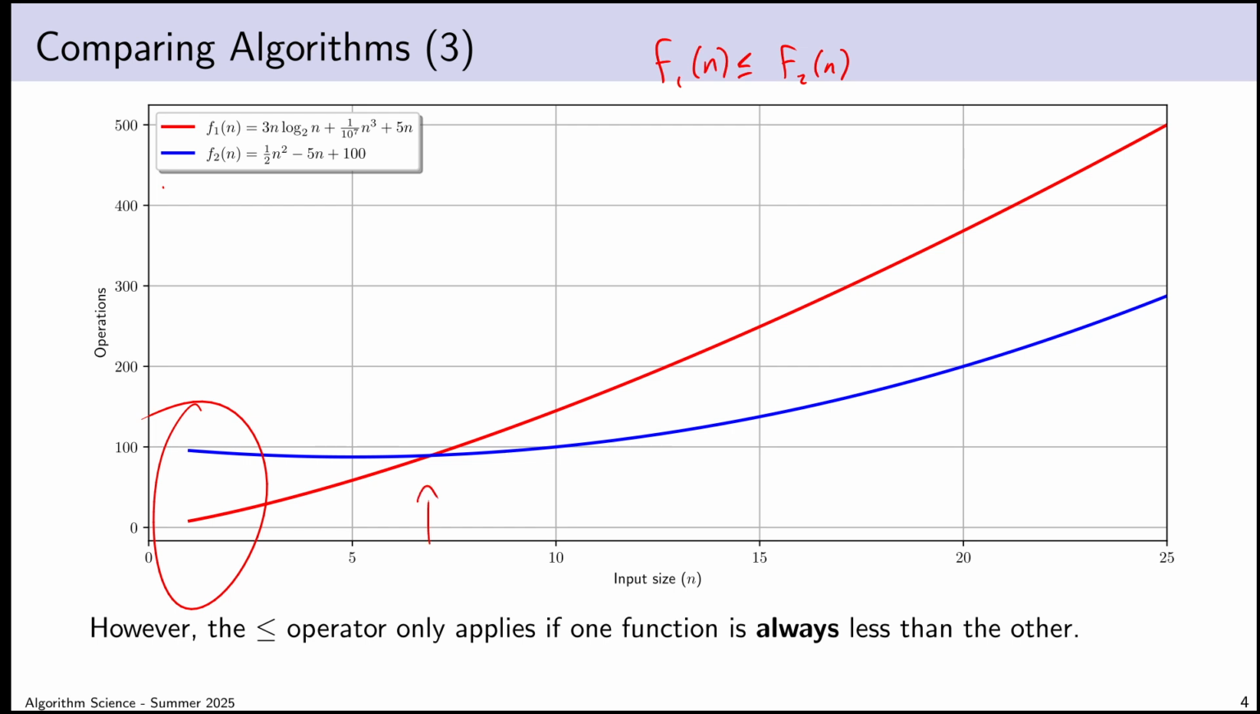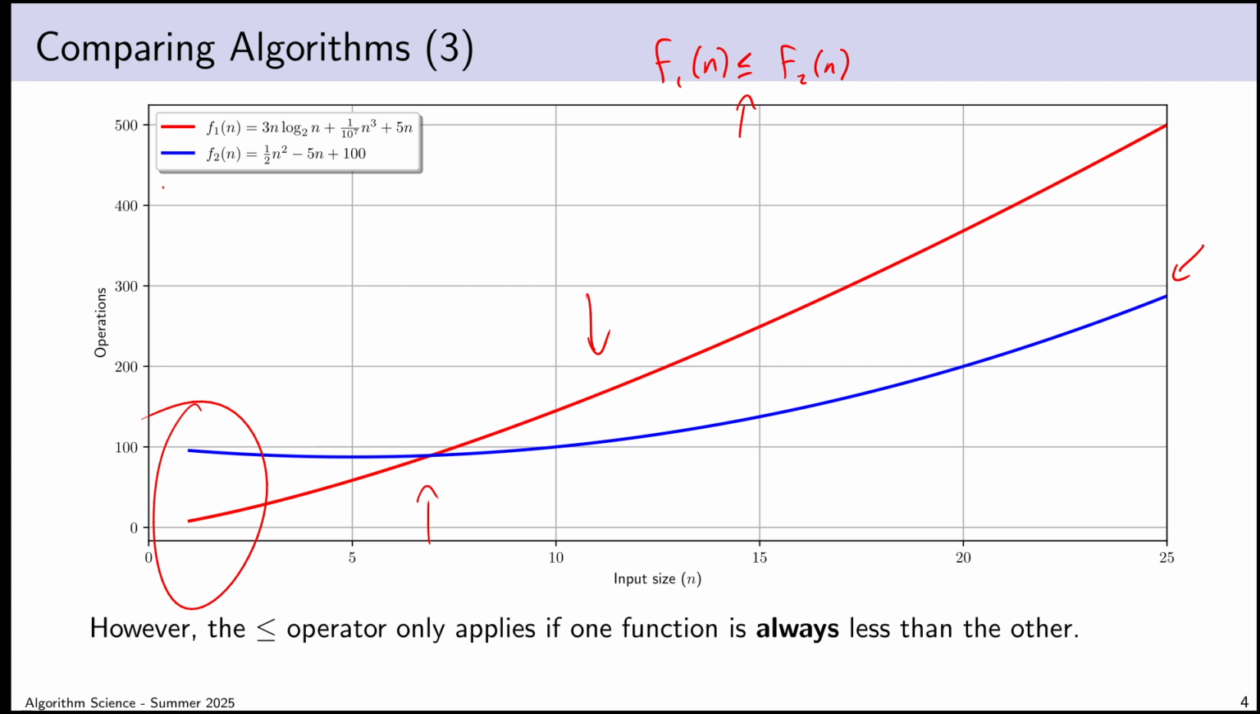Somewhere around, where is that, like 6 or 7, after 6 or 7, it appears on this plot that f1 is suddenly taking longer. So f2 is now coming in with fewer operations. Of course, I can't use the less than or equal to sign, because to say that one function is less than or equal to another is to say that it's true always for all values of n.